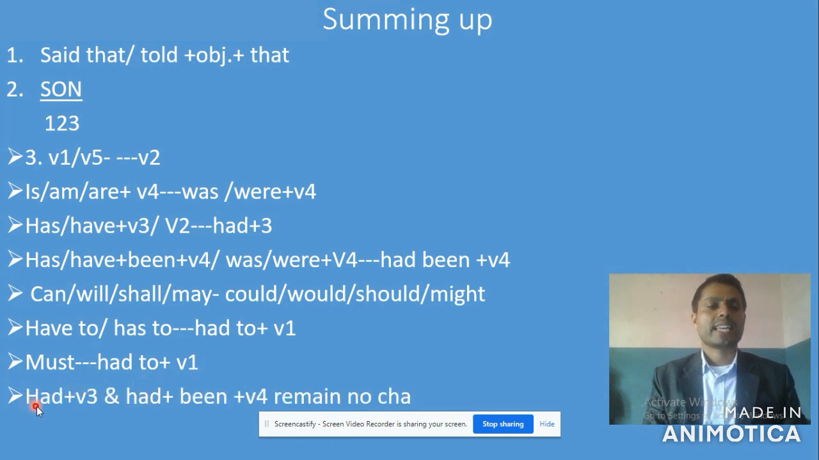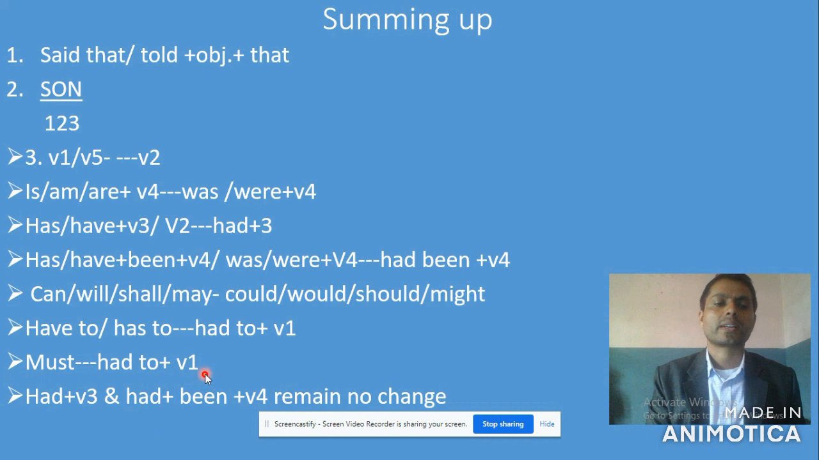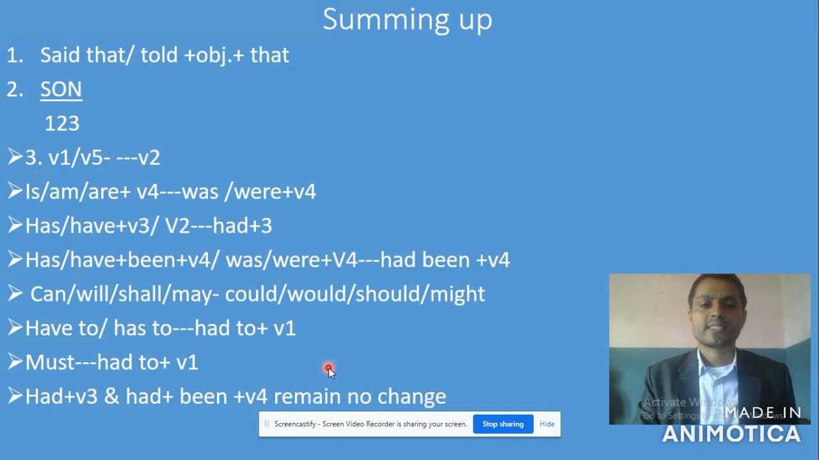Look here. If there is had plus verb three and had been plus verb four, in that situation it remains no change, right? We don't have to change it. It remains the same. It is past perfect and past perfect continuous tense. Given in the direct speech, we don't have to change it into another tense while changing from direct to indirect speech, so they remain the same. Now you have to identify the sentence and its proper tense, right?